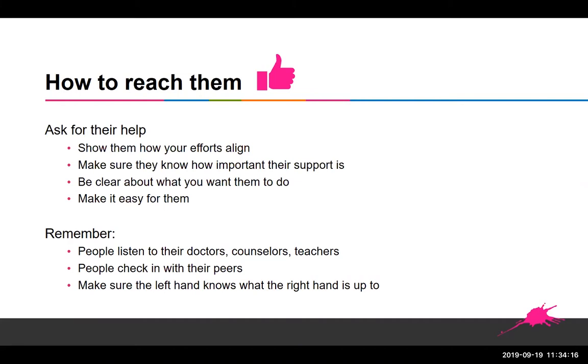So how do you get their support? Well, you ask. You show them that your efforts are going to align. You make sure that they understand how important their support is and be clear about what you want it to do, and of course make it easy for them. But before you do that, you should check to make sure that they haven't been doing this work already. There is nothing worse than giving your big sales pitch only to find out that they've already got a prevention campaign in place. So do your homework and then ask for their involvement and figure out ways that your support and their support is going to align and be good for everyone.